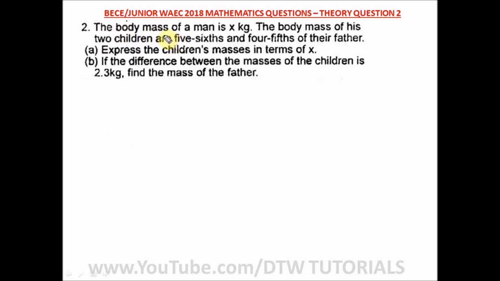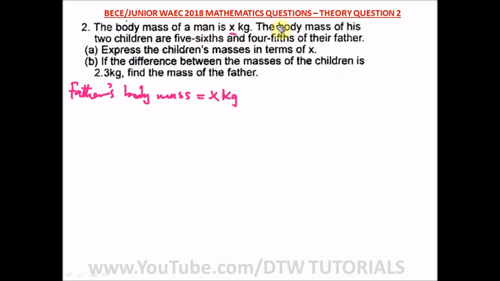Question 2 says the body mass of a man is x kg. The body mass of his 2 children are 5/6 and 4/5 of their father. Question A says express the children's masses in terms of x. So how are we going to write this? Now it says the body mass of the man, which is the father. We're going to state this down. We have to write everything down. So you say father's body mass is equal to x kg.